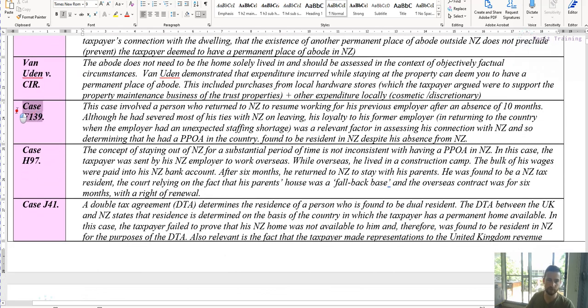Then we've got this next very cleverly and creatively named case called Case F139. This is about a person who returned to New Zealand to resume working for his previous employer. He was away for 10 months and he'd severed most of his ties with New Zealand on leaving. So he left his house, left his belongings. But the fact that he had loyalty to his former employer when he returned when they had an unexpected staffing shortage was a relevant factor in assessing his connection with New Zealand.